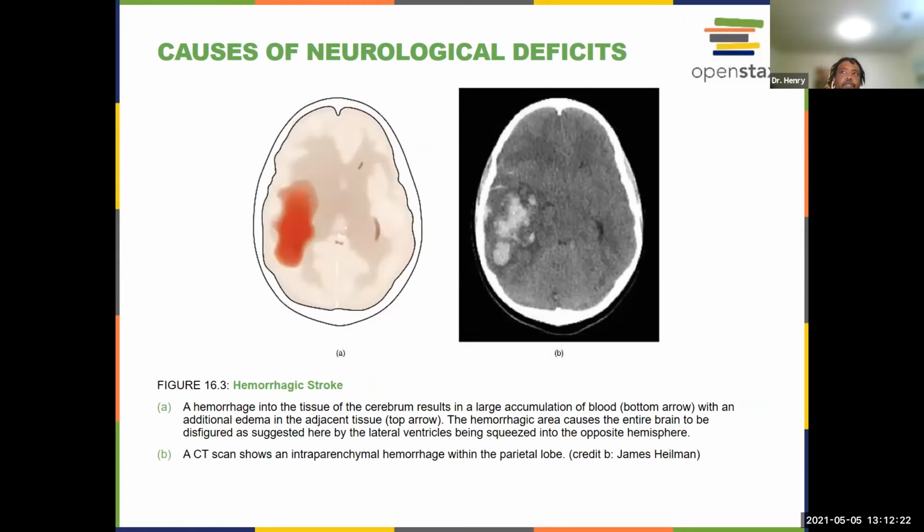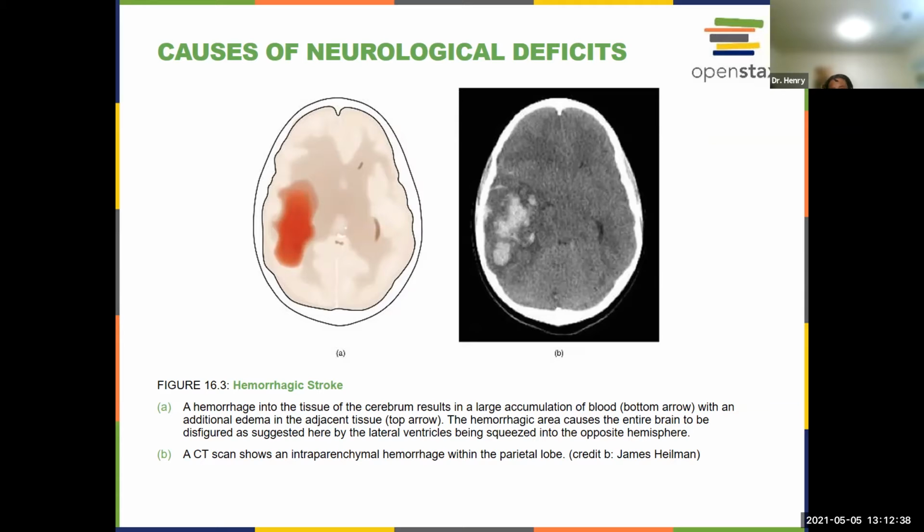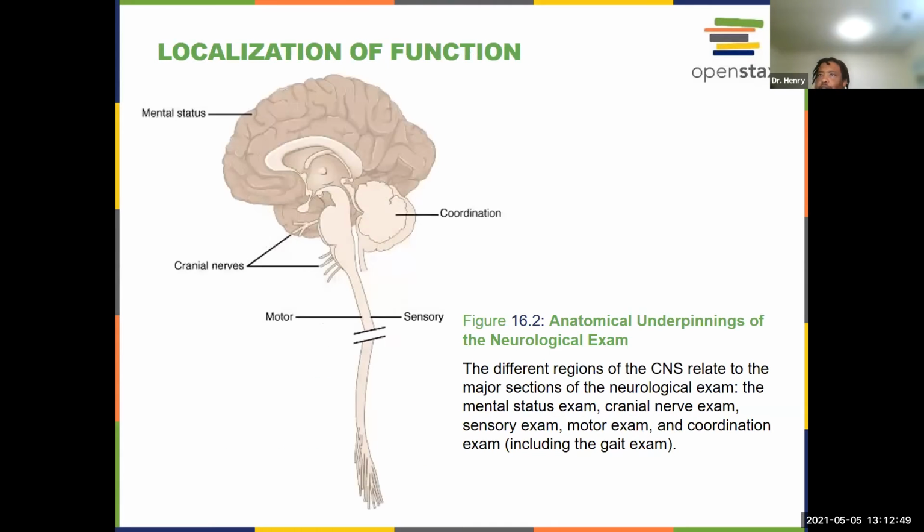Now, what can cause some of these neurological deficiencies? One of the major things is stroke. Are you familiar with what a stroke is? Yeah, it's like blood stops going to the brain. Yes, so we're basically limiting blood flow, right? And there are 2 types of strokes that you could have.